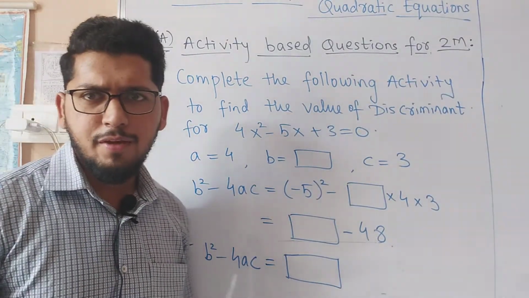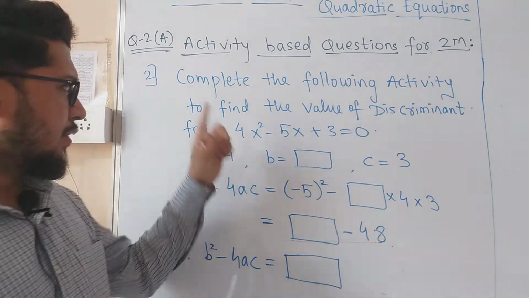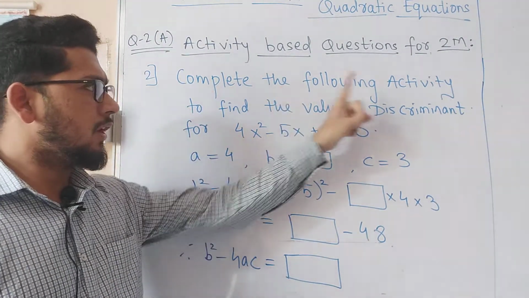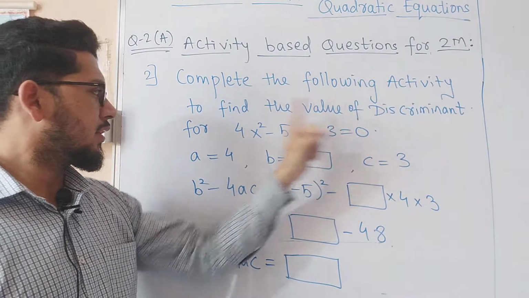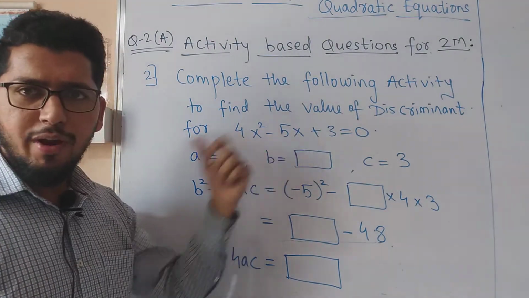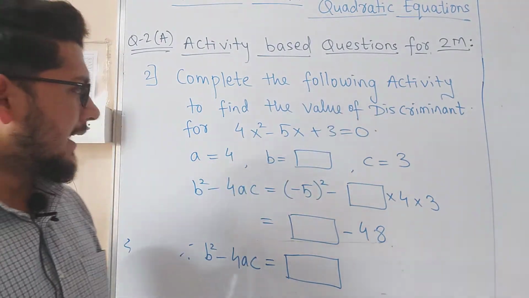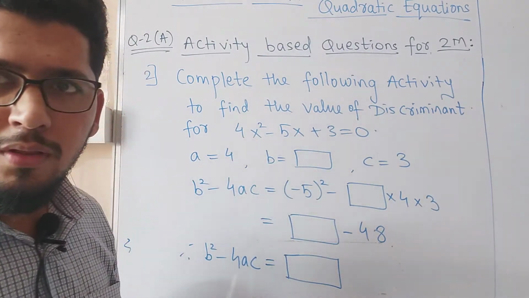Now we have come to the second question. In the second question, it is given: complete the following activity to find the value of the discriminant for the equation 4x square minus 5x plus 3 equal to 0.